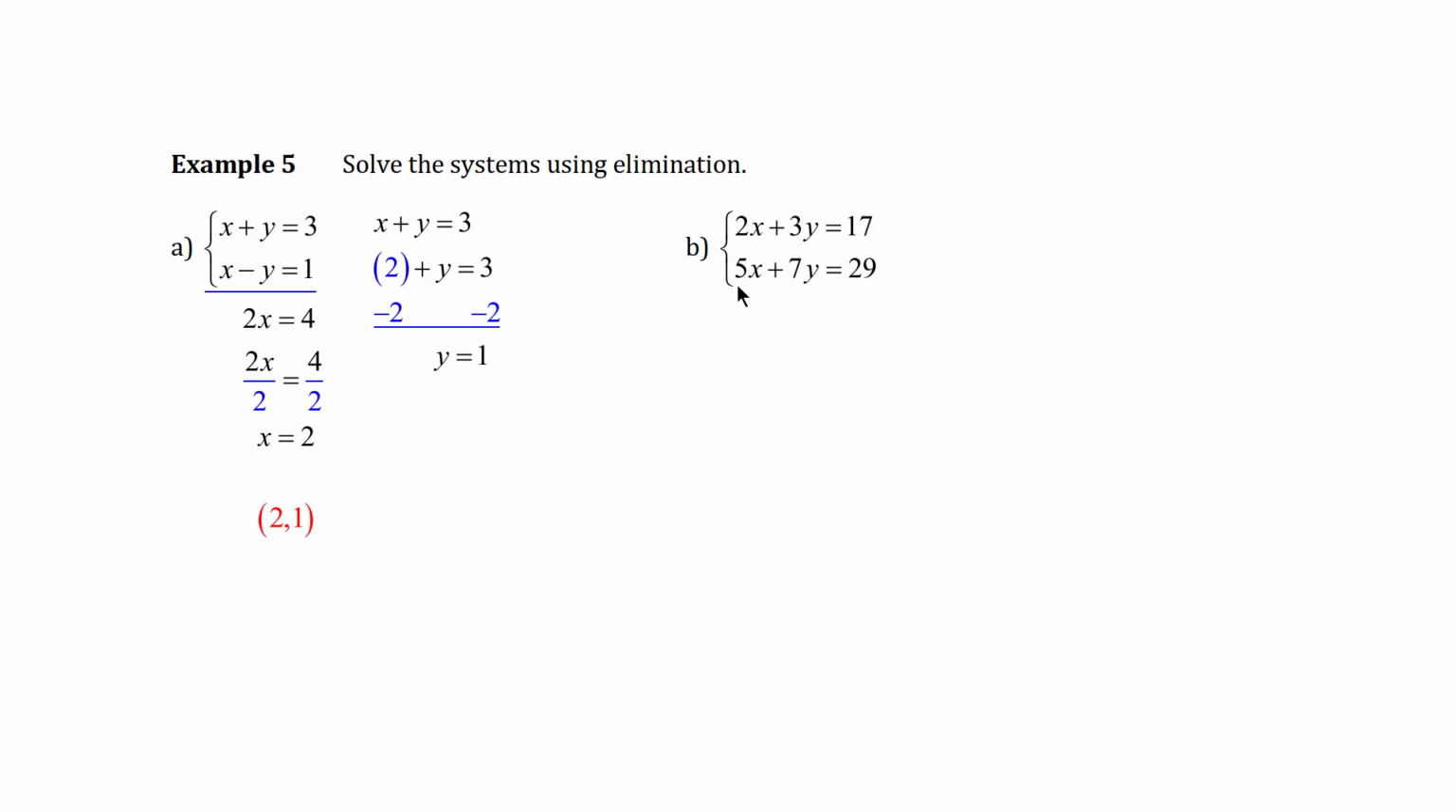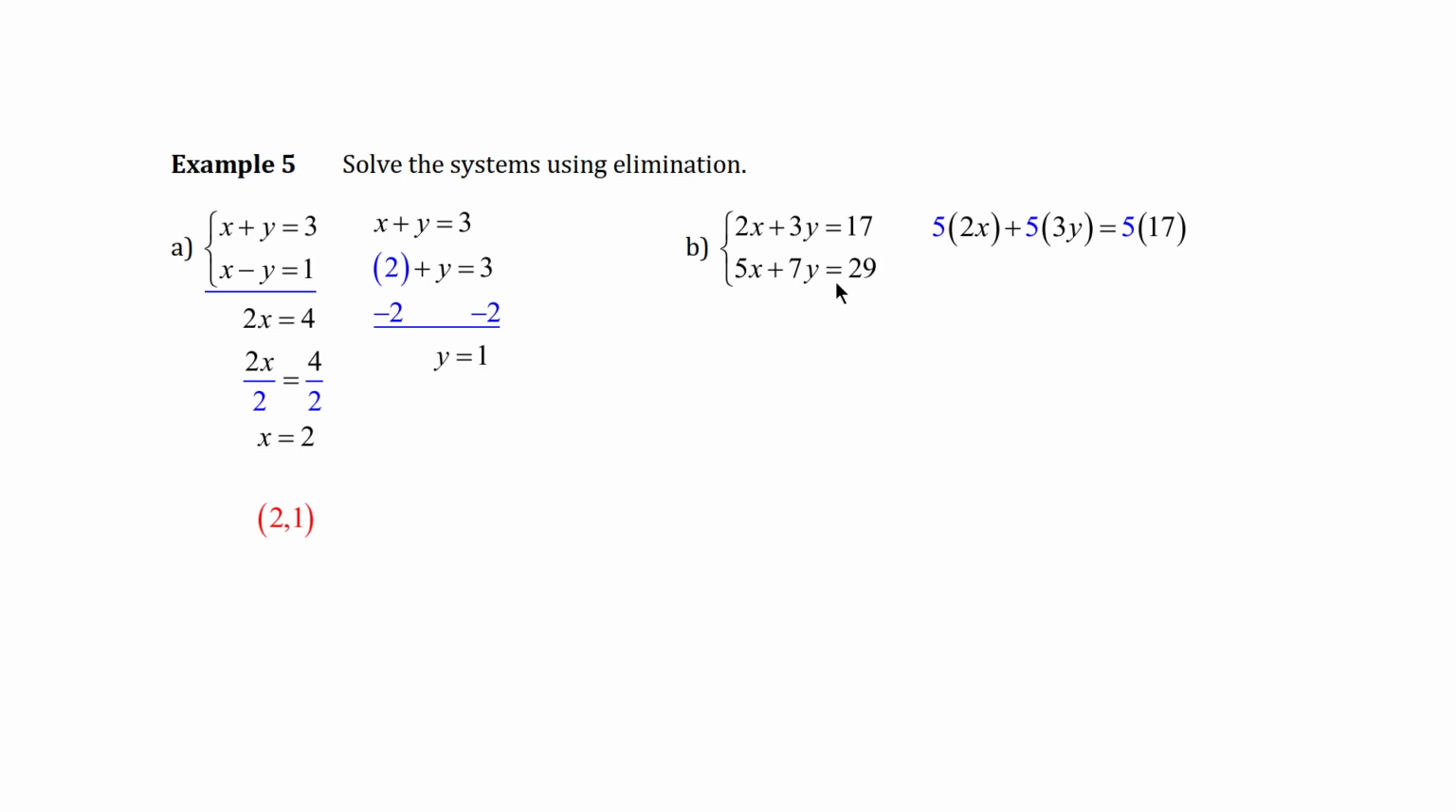The least common multiple, or LCM, between 2 and 5 is 10, so we need to change the 2x in the top equation to 10x. To do this, we multiply all of the terms in the top equation by 5. We get 5 times 2x plus 5 times 3y equals 5 times 17.